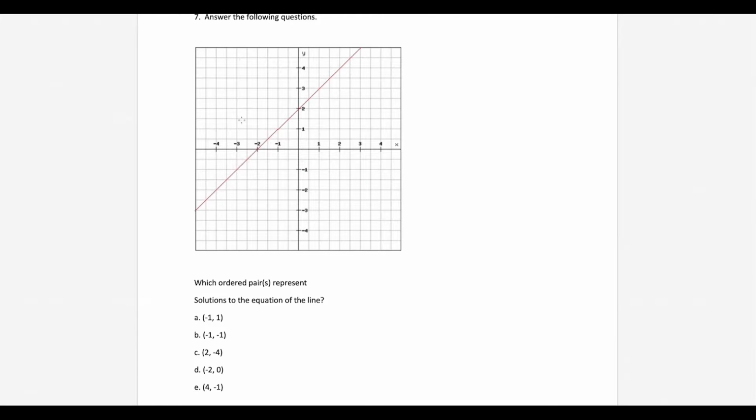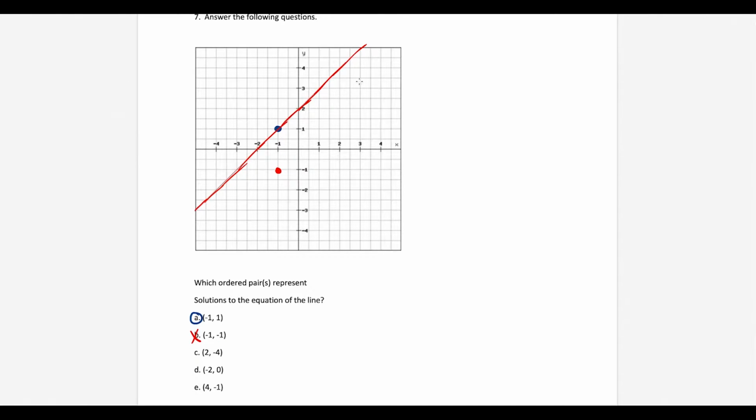So first we'll plot -1, 1. So we go to the left 1, up 1, and notice this point lands on the line. So this one is good. And then if we go to -1, -1, the problem with this is we're going to the left 1, down 1, and notice that we're off of this line here. If I make this a little bit darker, so this line here in red, this point falls off the line. So that's not one of the solutions.